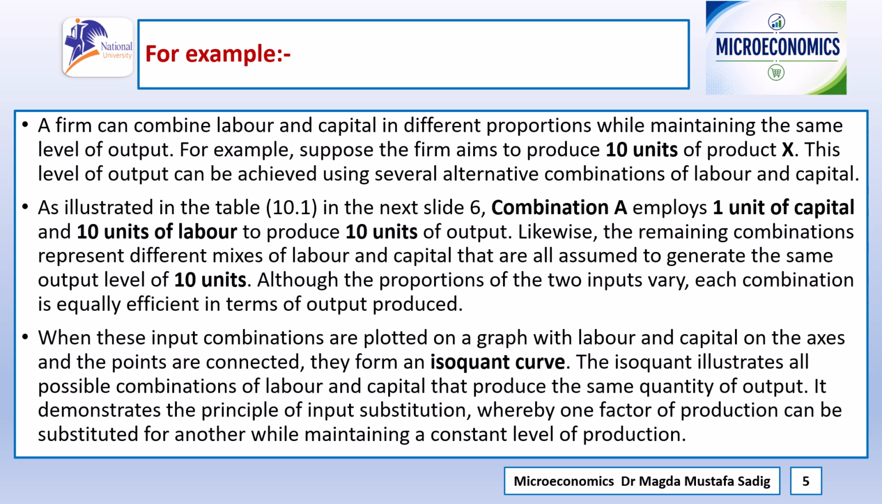Notice something very important. Although the combinations are different, every one of them produces exactly 20 units of output. This demonstrates that labor and capital can substitute for one another. The producer can choose whichever combination is most economical, depending on wages and machine cost.